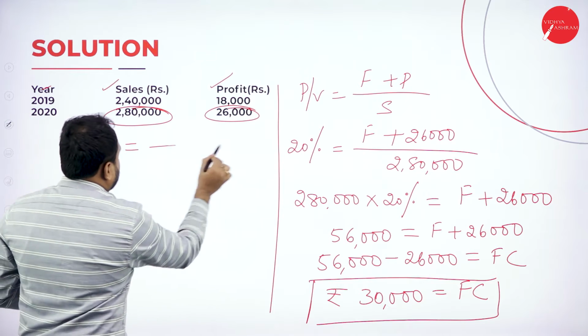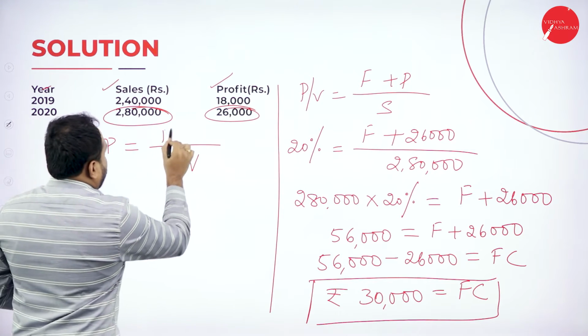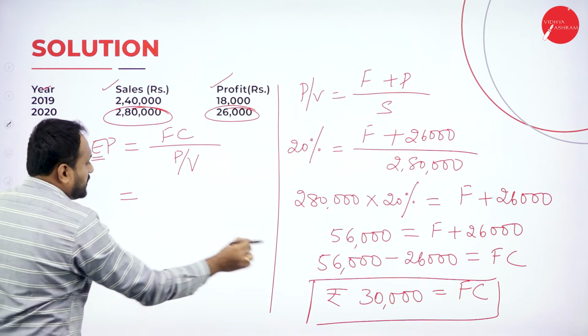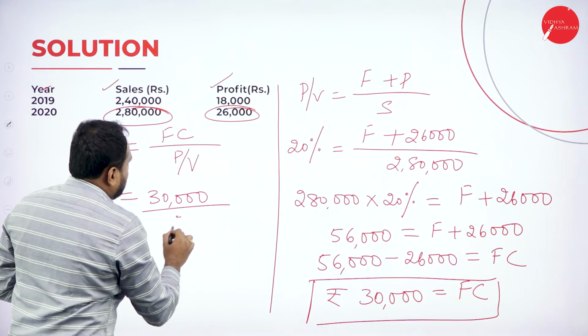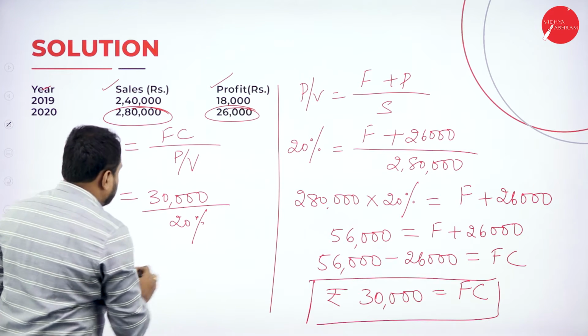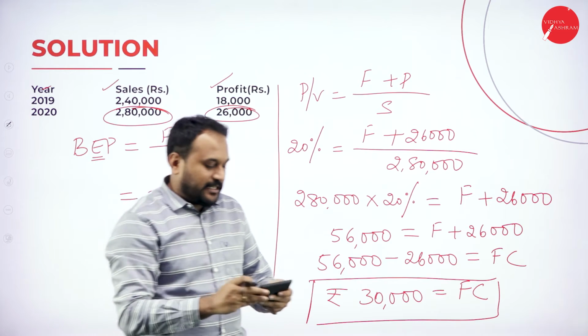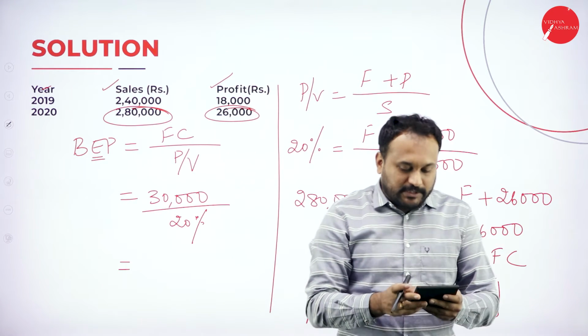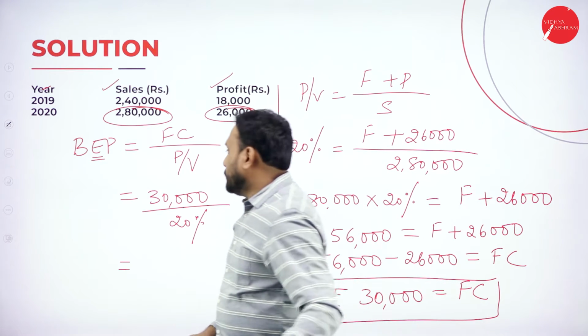BEP is equal to, what is it? Fixed cost will come in the numerator and PV in the denominator. Now fixed cost is how much? 30,000 rupees divided by PV, which is 20%. Take your calculator and calculate 30,000 divided by 20%: 1,50,000 rupees.